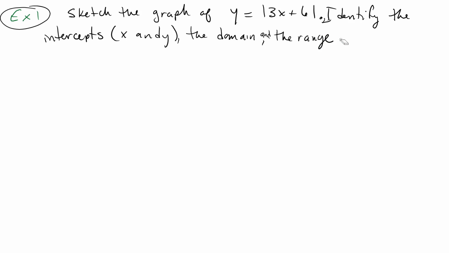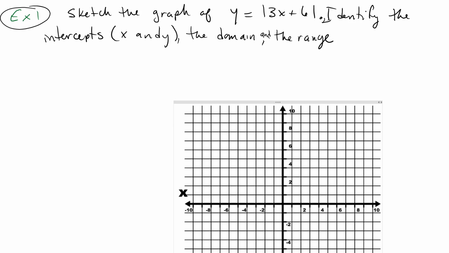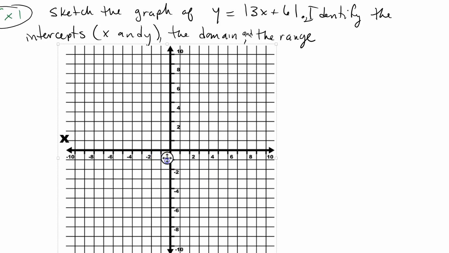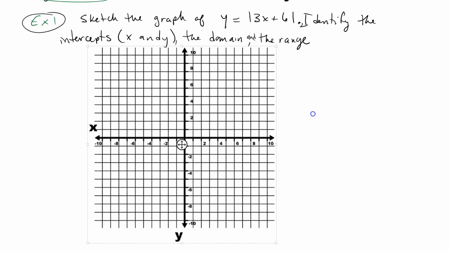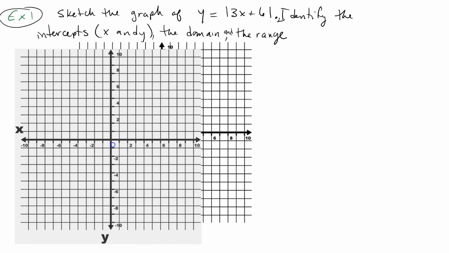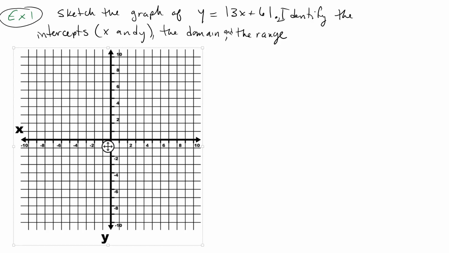So, first things first. Let's get ourselves a nice little grid. I'm just going to shrink it down a little bit so we can see the whole thing. Perfect. So what I want to do, step number 1, graph y equals 3x plus 6. Now I know how to graph that. I know that my y-intercept is going to be 6, and I have a slope of positive 3.